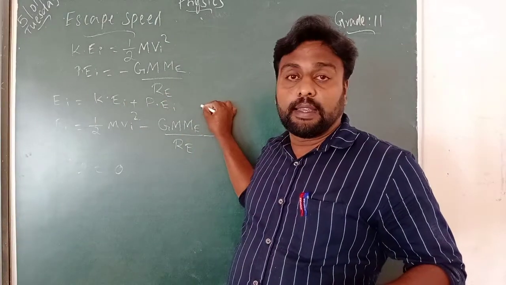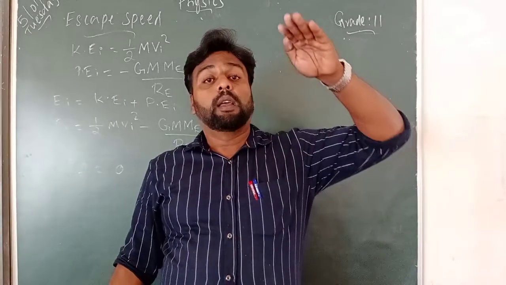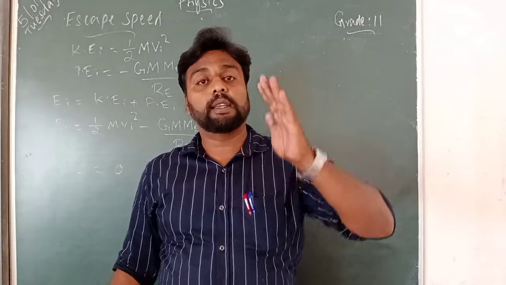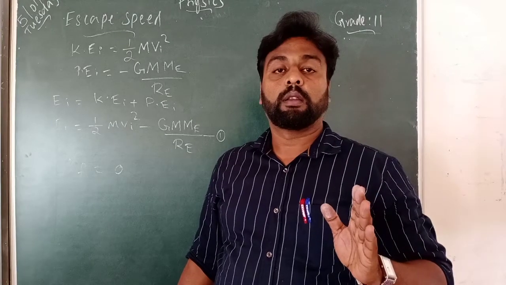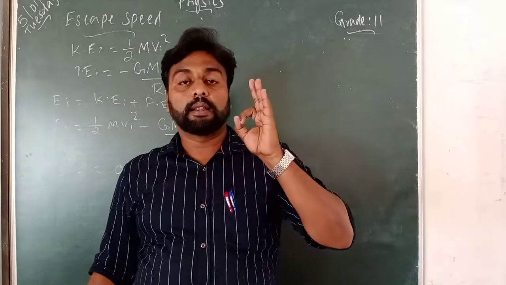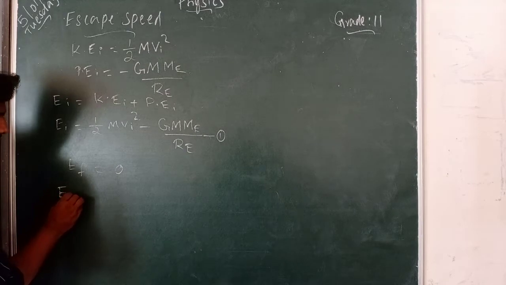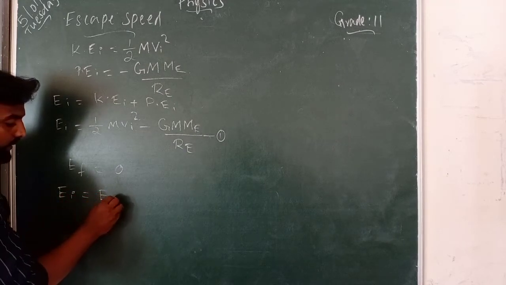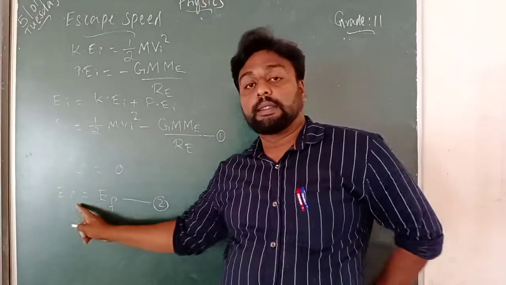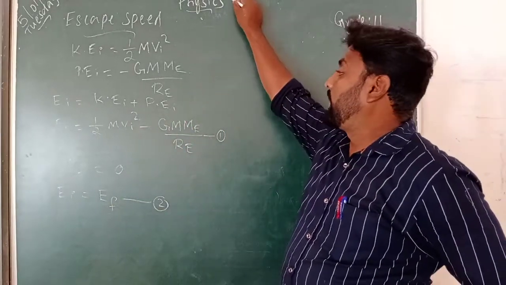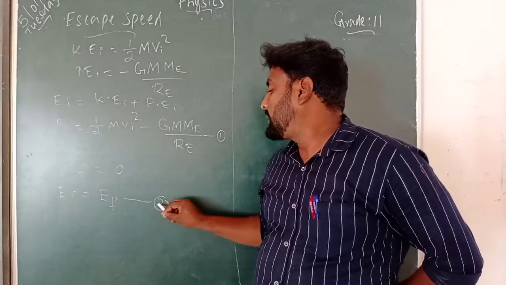So there is some initial energy. This is the initial energy, but the final energy you got is 0. So what happened? According to the law of conservation of energy, initial energy should be equal to final energy. Initial energy is equal to final energy. This is what, according to the law of conservation of energy. Now what you can do is, you can substitute.